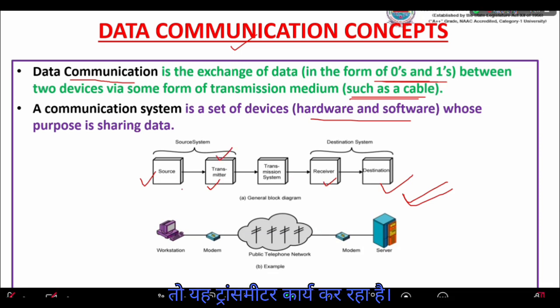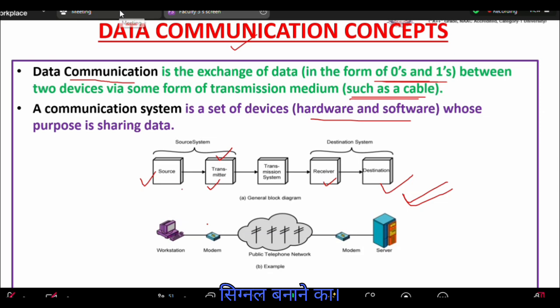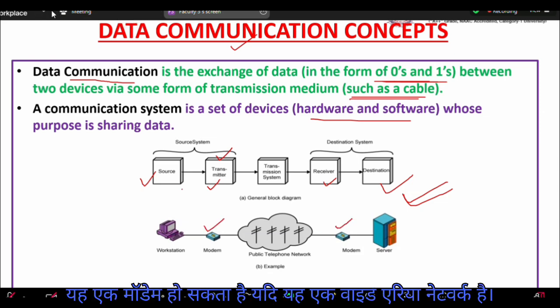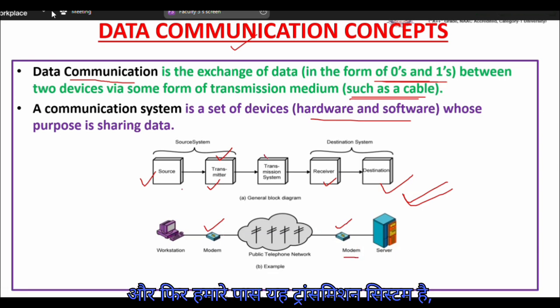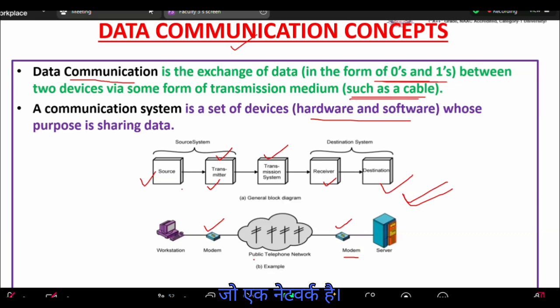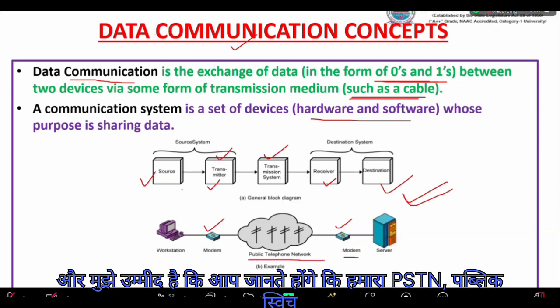So this transmitter is performing the function of creating signals. It can be a network interface card. It can be a modem if it is a wide area network. So we'll be talking about these components in the second unit again. And then we have this transmission system, which is a network.